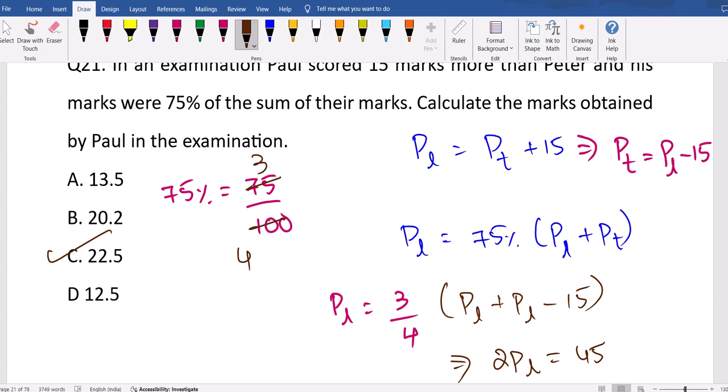Minus 45 will go to that side. 4 times Paul, this is 6 times Paul. The difference is 2 times Paul. So Paul will get 45 divided by 2, which is 22.5. Option C is correct here.